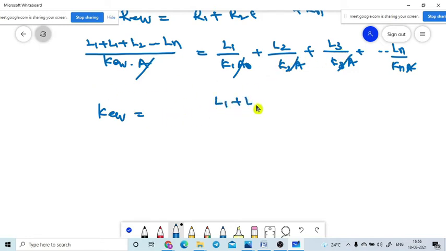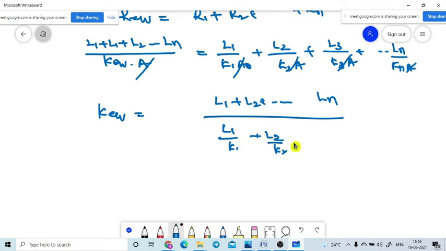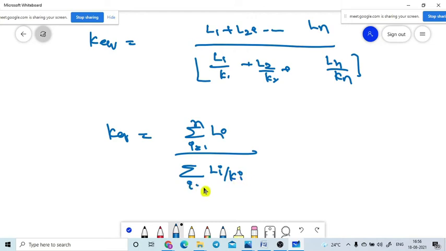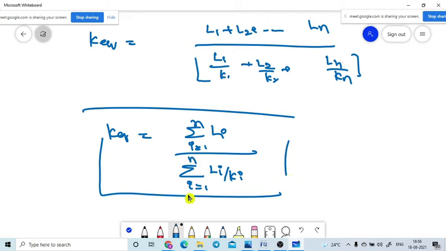So the L1 plus L2 plus and so on Ln divided by L1 by K1 plus L2 by K2 plus and so on Ln by Kn. This is the formula we are taking. Otherwise we can take the same formula, the summation of the total lengths. So I can take K equivalent is equal to the summation of total length, where i is equal to 1 to N, divided by the summation of Li divided by Ki where i is equal to 1 to N. This is the formula only, na? Yes, sir.